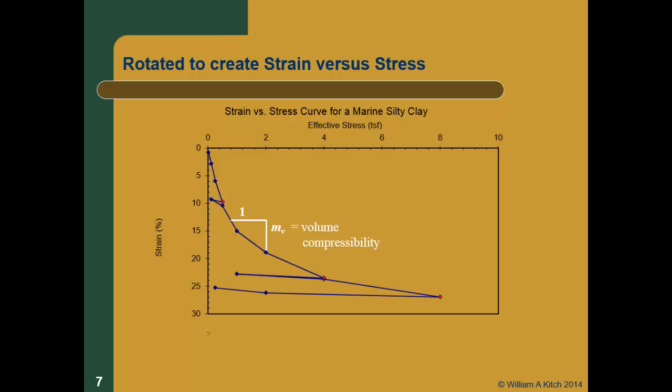So the slope of this line is what we call m sub v, which is the volume compressibility. And that's just 1 over the constrained modulus. All we're doing is flipping the stress-strain curve. Okay? And if I want to calculate the strain now, I just integrate from sigma prime 0 to sigma prime final. Now it's just m sub v times d sigma. I've just flipped the axes. The volume compressibility is just 1 over the constrained modulus.